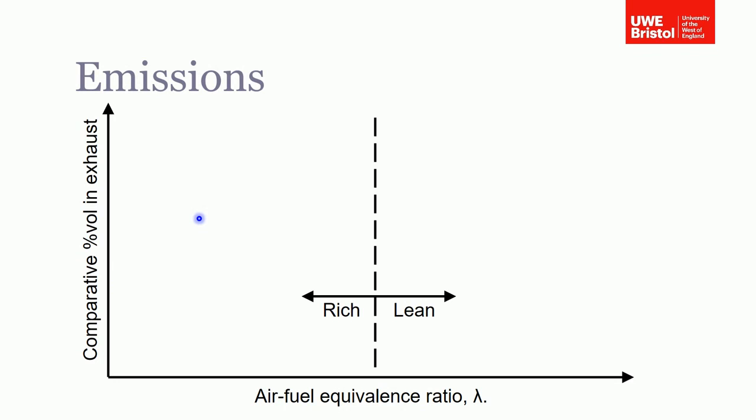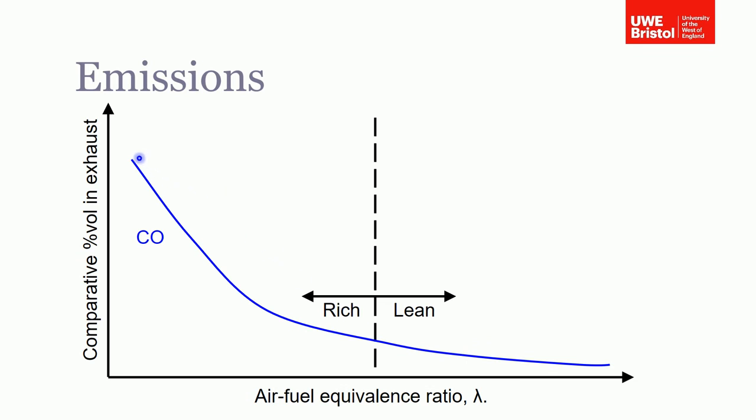The final thing I wanted to talk about in this little section was how the comparative concentration of the emissions in the exhaust changes with air fuel equivalence ratio. Okay, so this is stoichiometric. We're fuel rich here and fuel lean here. So firstly, let's look at carbon monoxide.